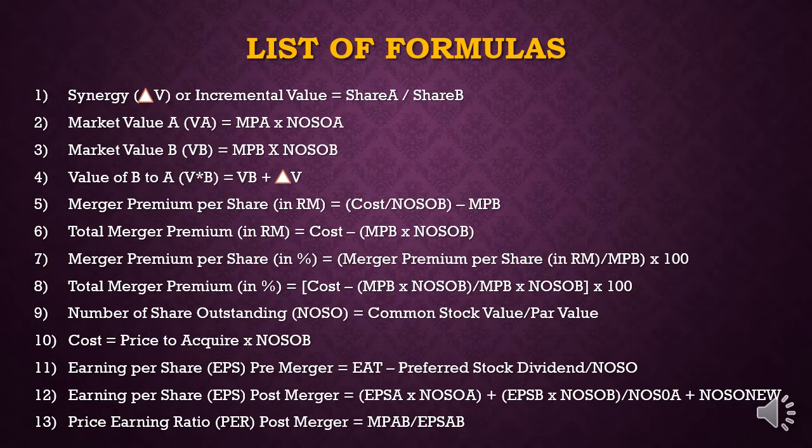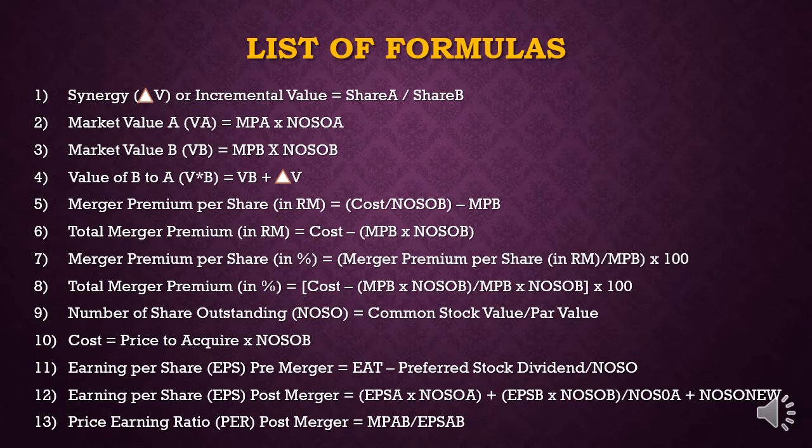And for formula number 11, it is regarding the calculation of earnings per share, which is EPS, for pre-merger. The formula is equal to EAT, represented by earnings after tax, or the other name is net income, minus the preferred stock dividend, and will be divided by NOSO.